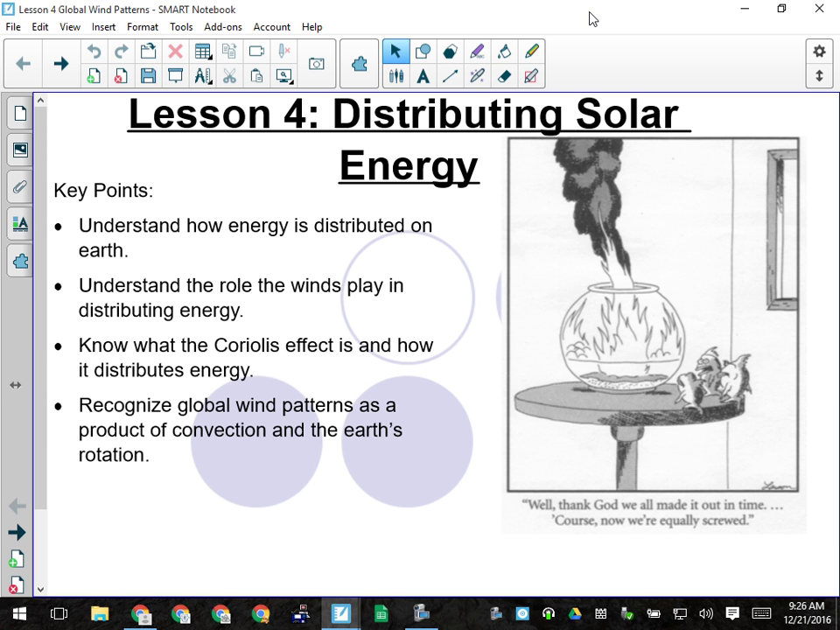I just love the Far Side. I don't know if anyone else reads the Far Side, but it's funny how the inside of that fishbowl ever caught on fire. I'll never understand, but yeah.